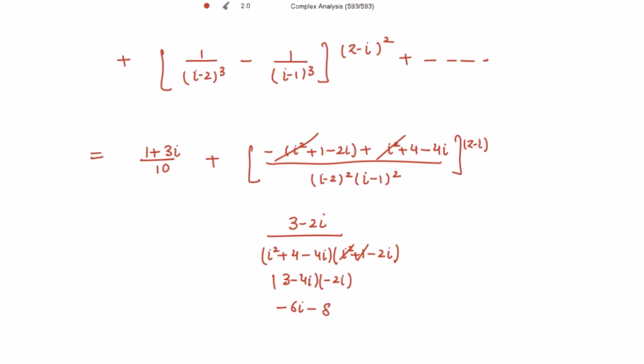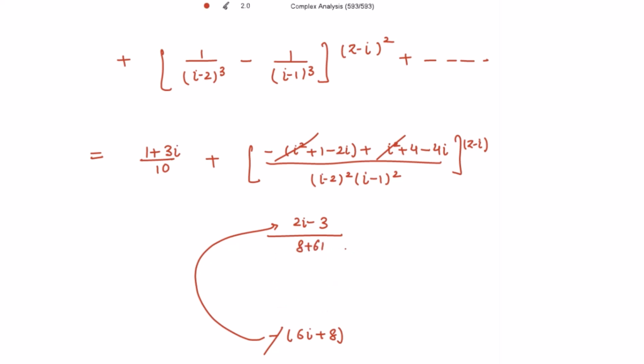When we take negative outside, we have 6 iota plus 8. So let's adjust this minus sign from the numerator. So this will be 2 iota minus 3, right? And in the denominator, 8 plus 6 iota. If I rationalize this, 8 minus 6 iota divided by 8 minus 6 iota.